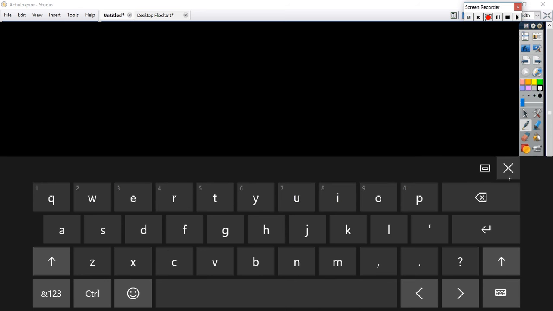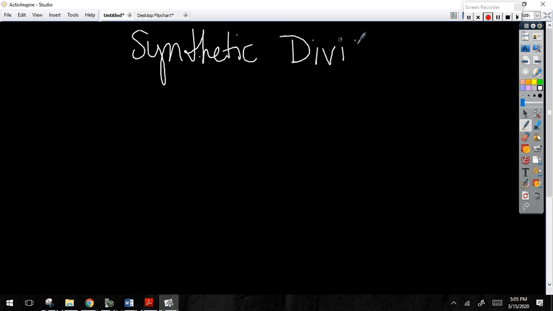All right, so we're going to talk about another way to divide. And this is really, I call this a shortcut division. Synthetic division is really handy as we try to find zeros or factors or anything else, but it's something that you could use long division for, but you don't want to use long division for.